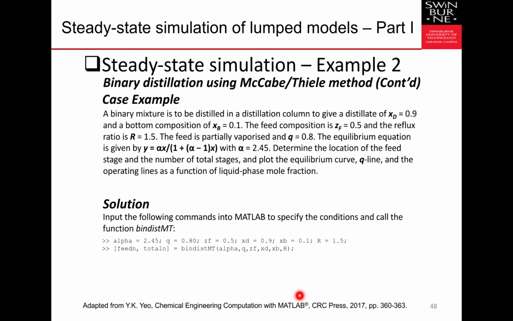In the real case example here, we need to put in these parameters. We need to define these parameters first, and then we can put in these things here. Let's consider a case where the distillate XD is 0.9, the bottom composition is 0.1, the feed composition is 0.5, the reflux ratio is 1.5, q is 0.8, and alpha is 2.45.